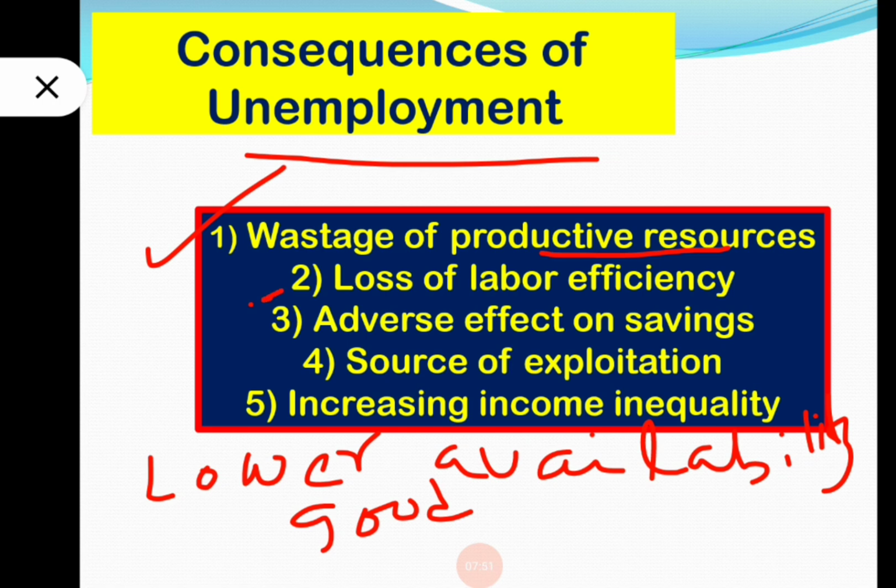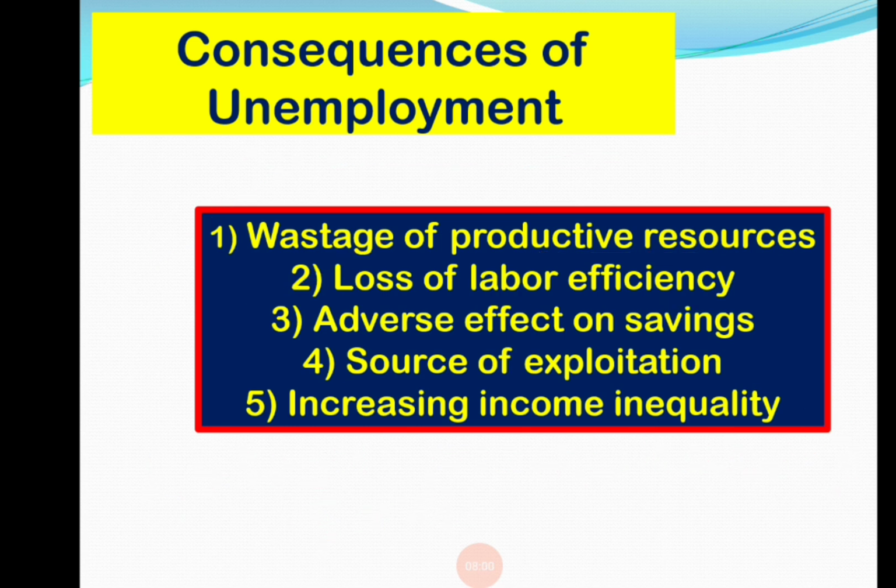Now move on to the next point, that is loss of labor efficiency. Okay, so unemployment leads to decrease in efficiency of the labor force. Why? Because the amount of human labor and human skills are not used due to unemployment, and which is not available to be used in future also. That's why there is a decrease in efficiency of the labor force. So that indicates the loss of labor efficiency also due to unemployment.